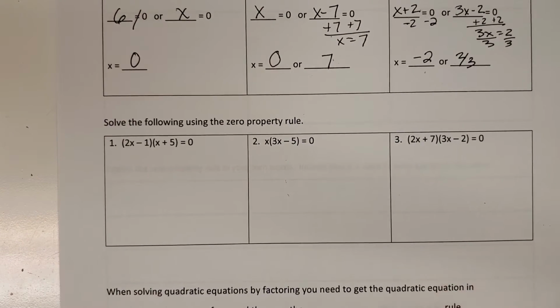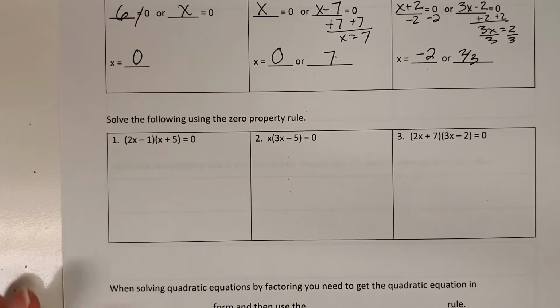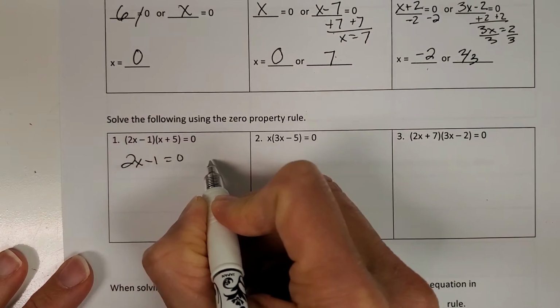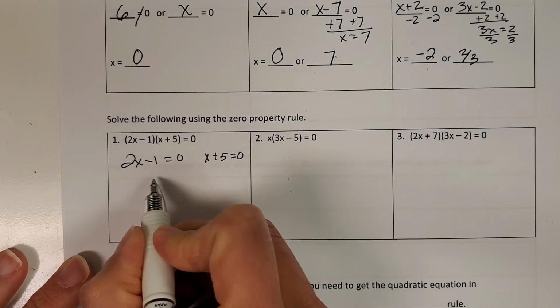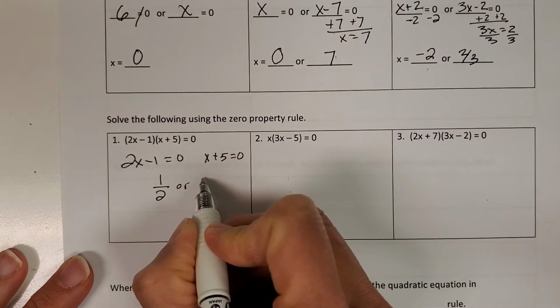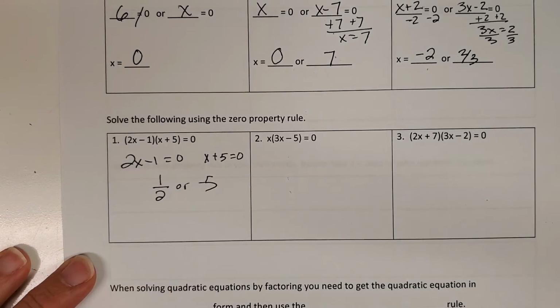Okay, so if we were in class, I would tell you to do this. So I would ask you to pause and then do it and come back, press play, and see if you're right. All right, so we get either 2x minus 1 equals 0 or x plus 5 equals 0. If I use my shortcut, I do the opposite of 1 over 2, or the opposite of 5 if there's no coefficient other than 1 there. So those are my answers.